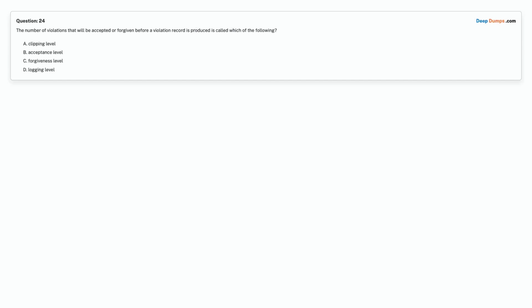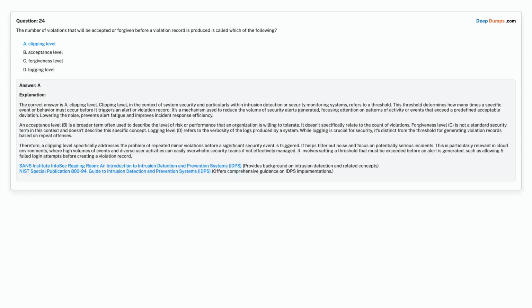Question 24. The number of violations that will be accepted or forgiven before a violation record is produced is called which of the following? Option A. Clipping level. Option B. Acceptance level. Option C. Forgiveness level. Option D. Logging level. Choose the correct answer. Correct answer is option A, clipping level.